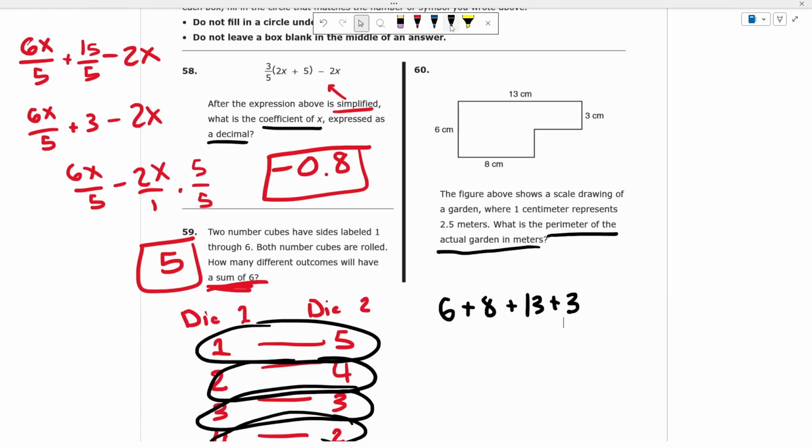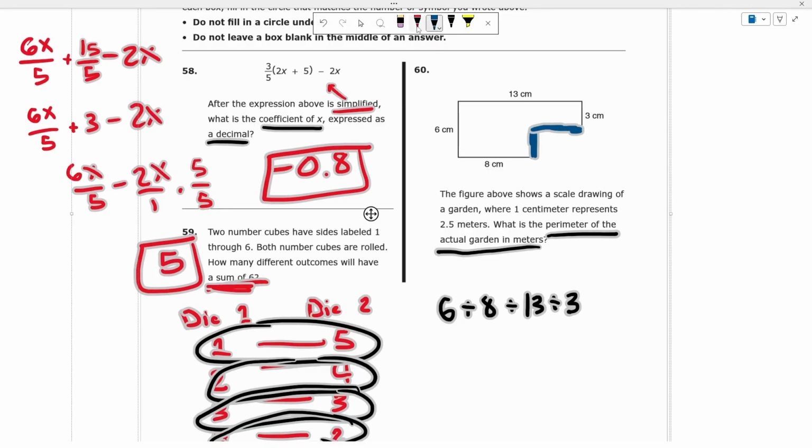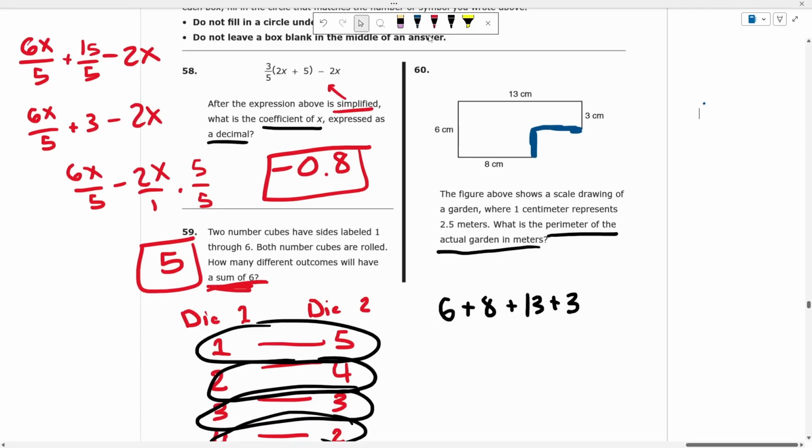How the test is tricking you here is they are excluding the measure of this side and the measure of this side. So this isn't the perimeter. Okay, so it's actually going to be 13 centimeters minus 8 centimeters. So this side is going to be 5 cm. And this top side is going to be 9 centimeters minus 6 centimeters, which is equal to 3 centimeters.